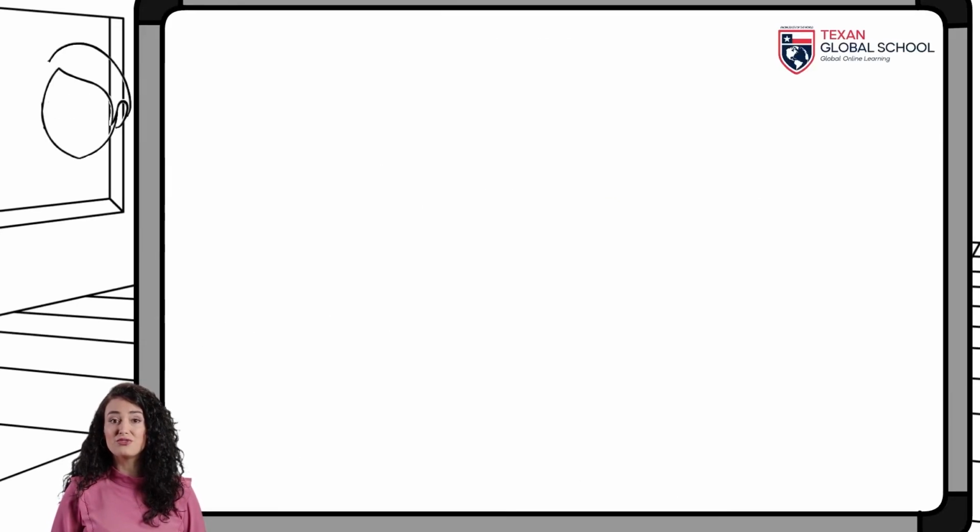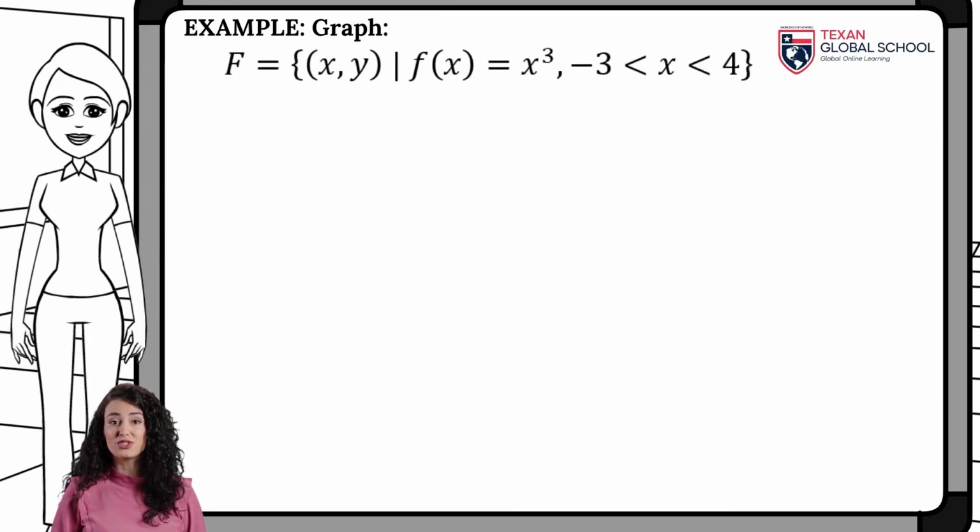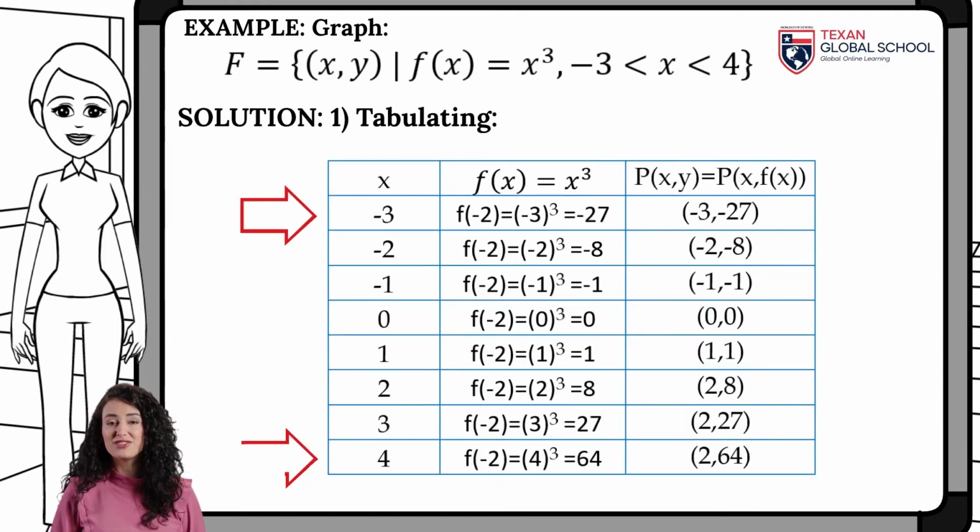We will graph the following function whose rule of correspondence f of x is equal to x cubed in the domain whose open interval is -3 to 4. Despite having an open interval at both ends, we must include those two values to graph. Otherwise, we will be omitting values greater than -3 and less than 4.